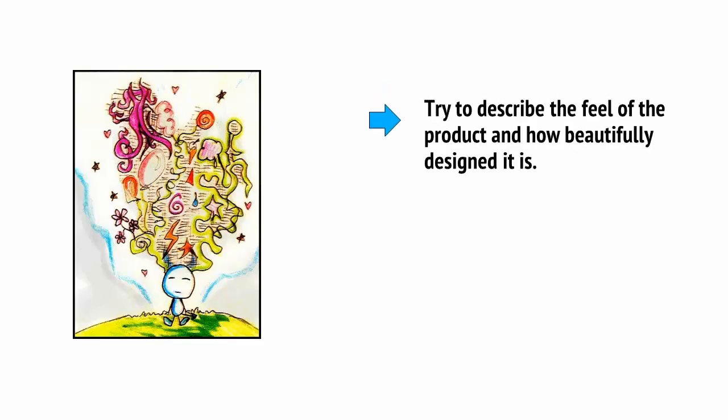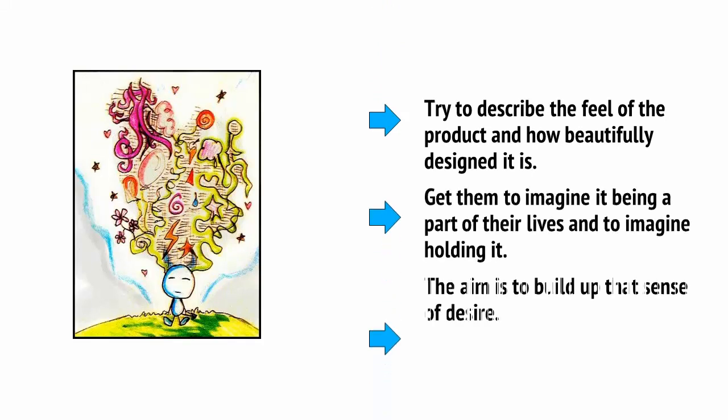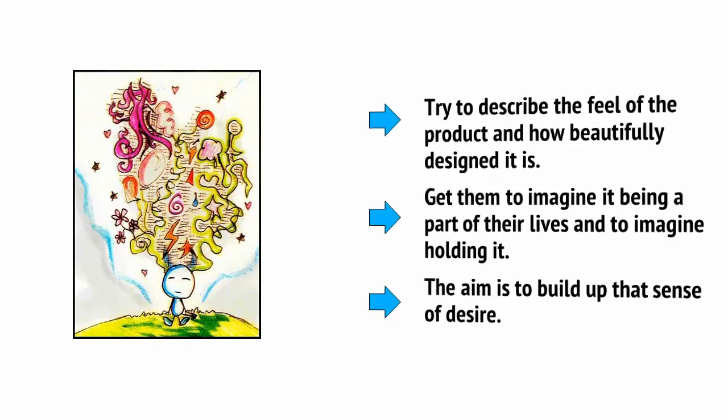Meanwhile, try to describe the feel of the product and how beautifully designed it is. Get them to imagine it being part of their lives and to imagine holding it. The aim is to build up that sense of desire. And from there, you're then going to create urgency and scarcity. This means you're going to make out that your product is in low supply, that you're going to introduce a limited time offer, or you're going to find another way to encourage the person reading to buy now.